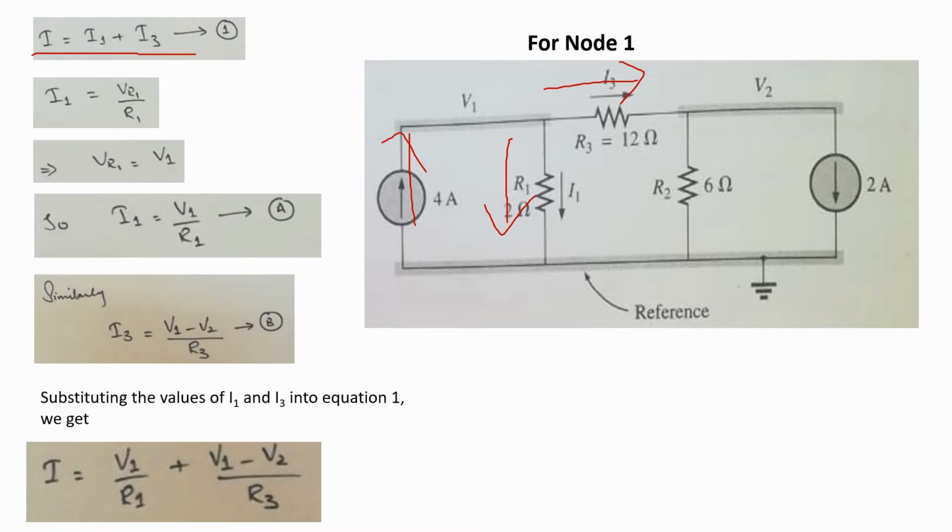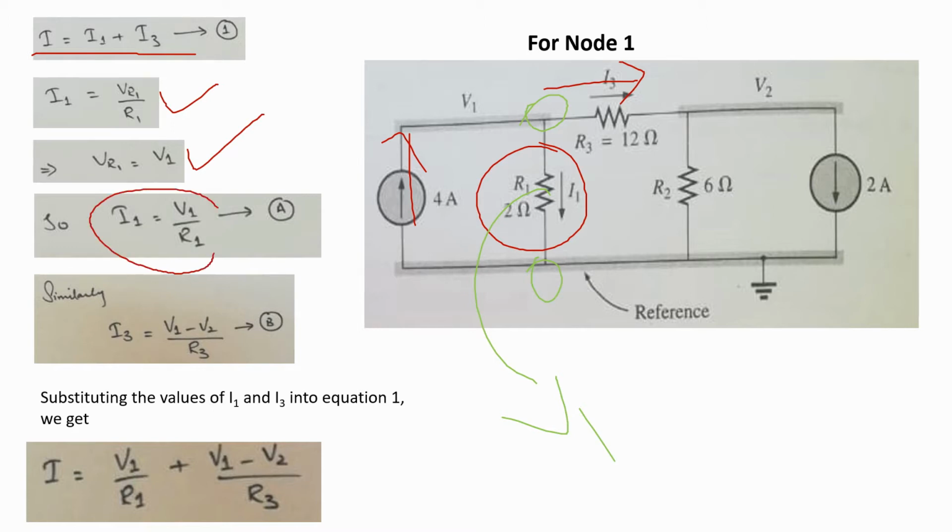From the figure you will see that the value of I1 is equal to the voltage across R1 divided by the value of R1. So I1 is equal to VR1 divided by R1. If we place the probe of the multimeter here and here, you will see that this voltage is basically equal to V1. So we can write that VR1 is equal to V1. Now I1 is equal to V1 divided by R1. We write that as equation number A.